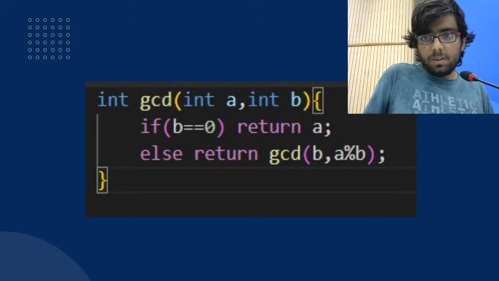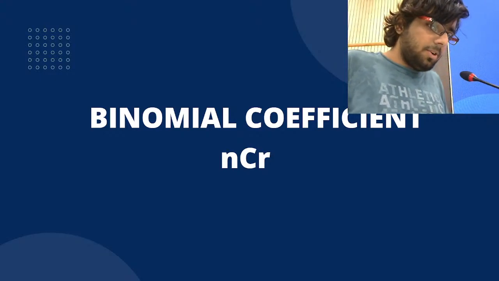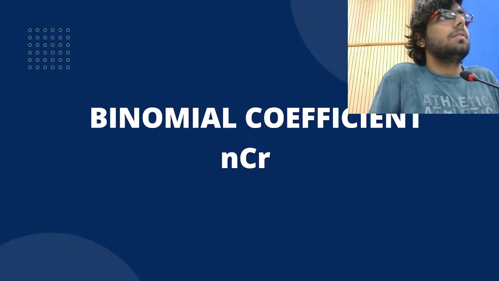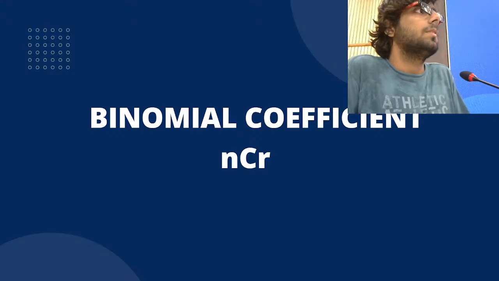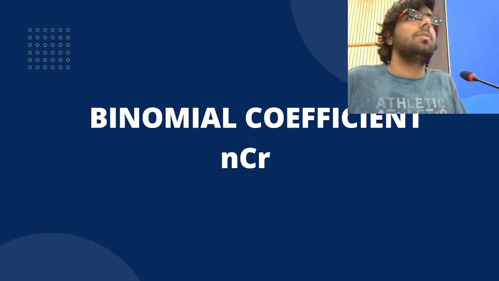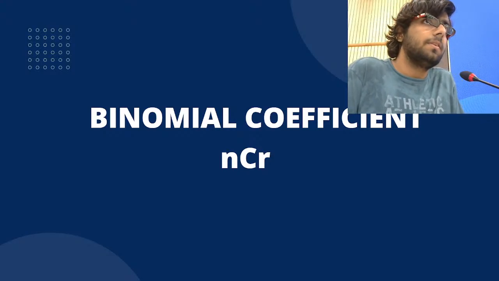So how would you calculate NCR modulo some number given n and r are large enough? Like how would you calculate if let's say n and r both are given less than or equal to 1000?